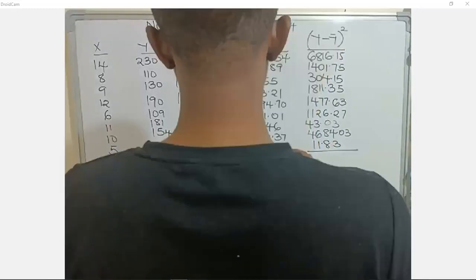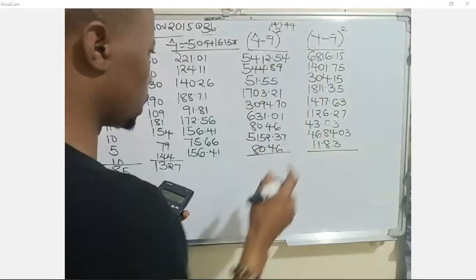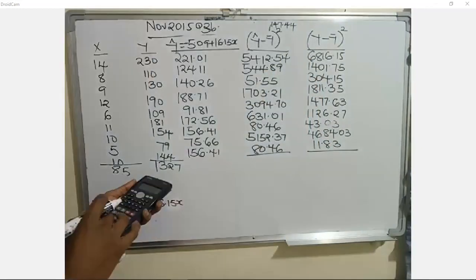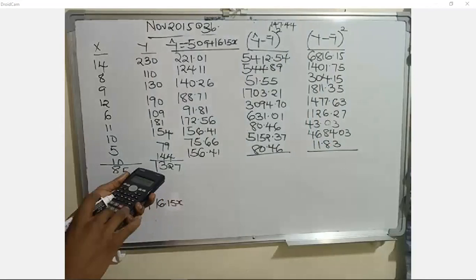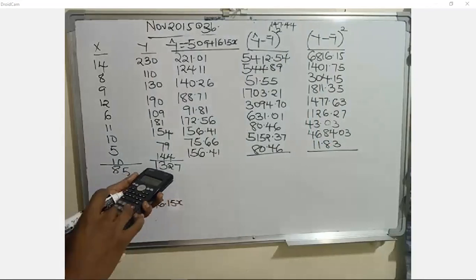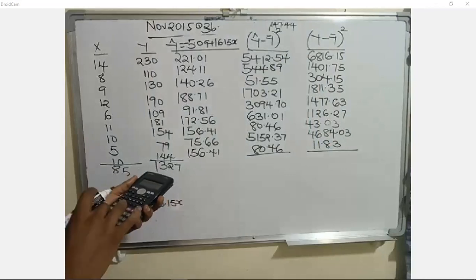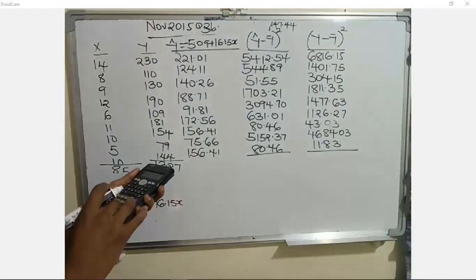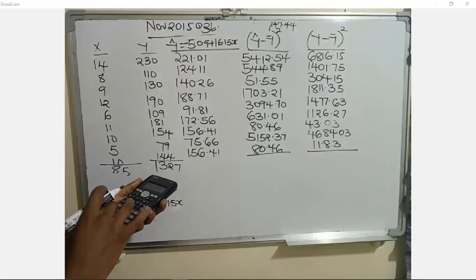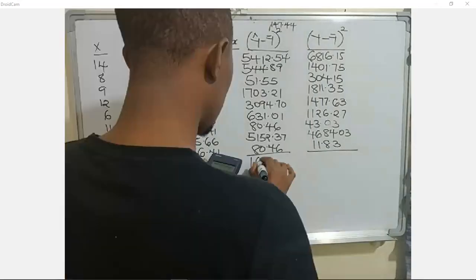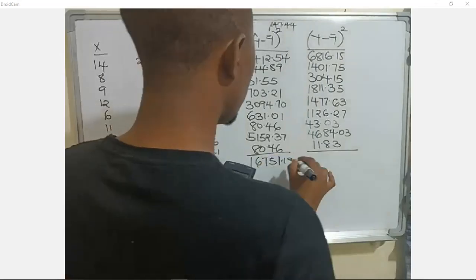So I need the totals there. So let me add this. So we have 5412.54 plus 544.89 plus 51.55 plus 1703.21 plus 3094.70 plus 631.09 plus 80.46 plus 5152.37 plus 80.46. Mine I have gotten 16751.19. How much did you get?